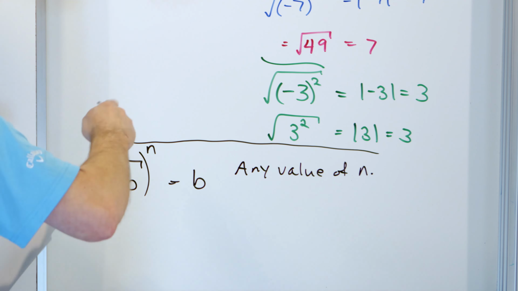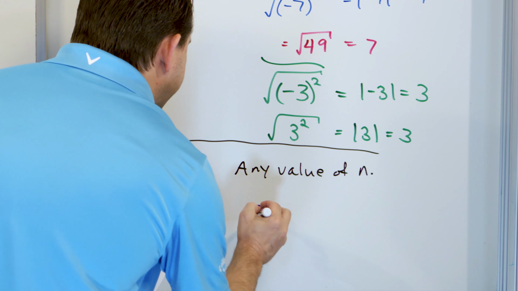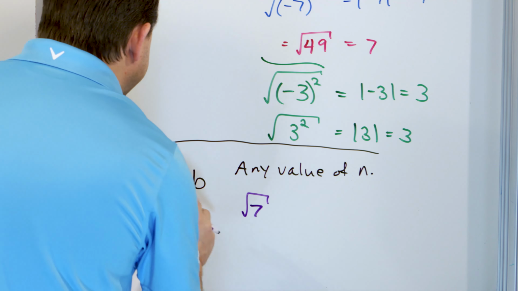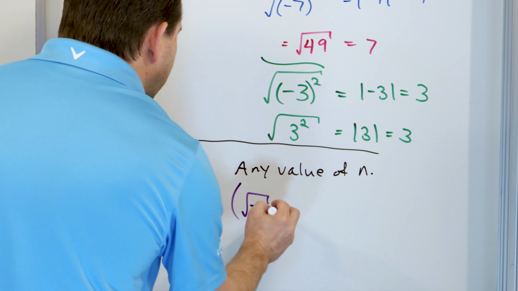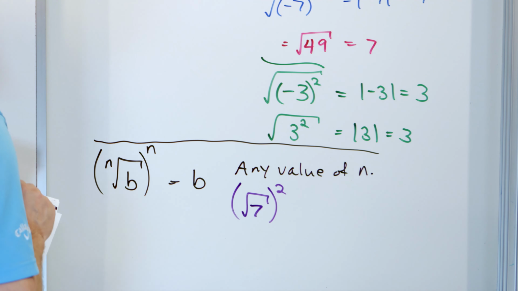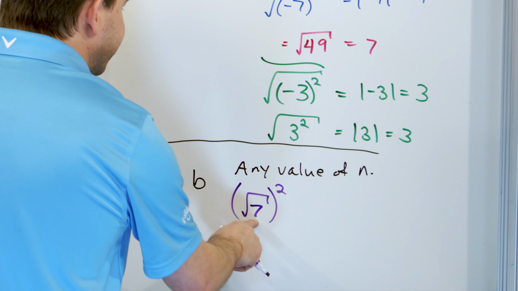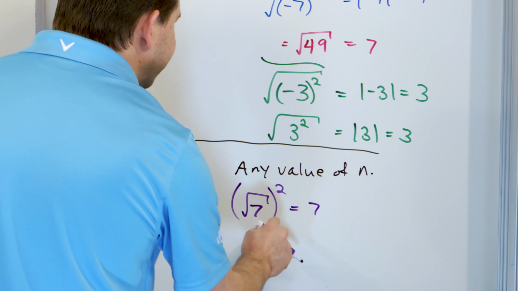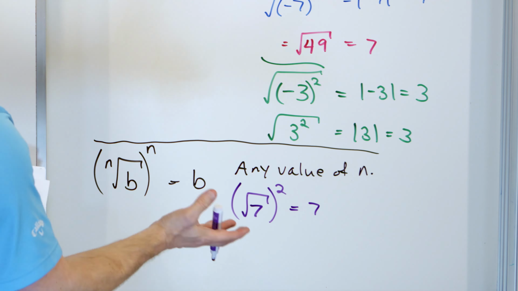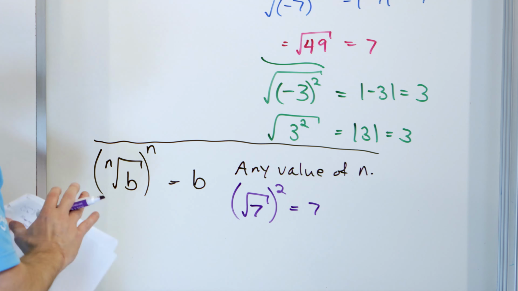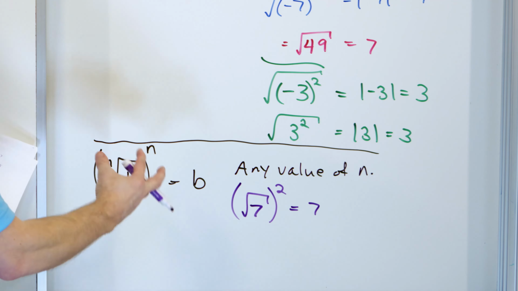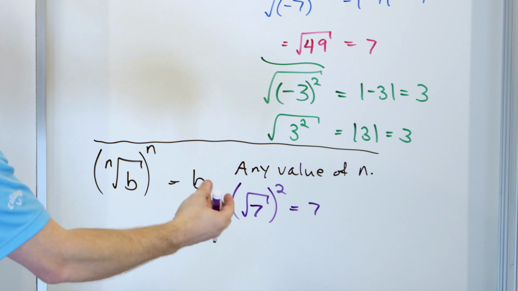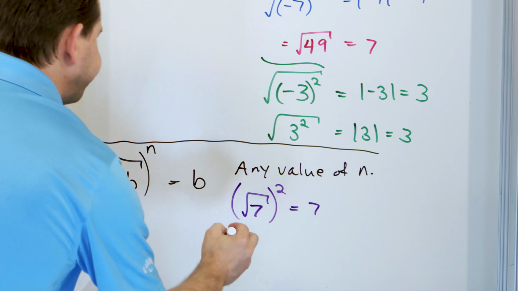So just to give you a couple of examples, let's say that I have 7, and I'm going to take the square root of that, so n is 2, and then I'm going to go ahead and square that whole thing. So I have the square root of 7 squared. The square will cancel with the square root, and I'll be left with whatever's on the inside, which is 7. I don't have to do square roots. I don't have to do absolute values. I don't have to think about it. When I have a root raised to a power, I just get what's on the inside.